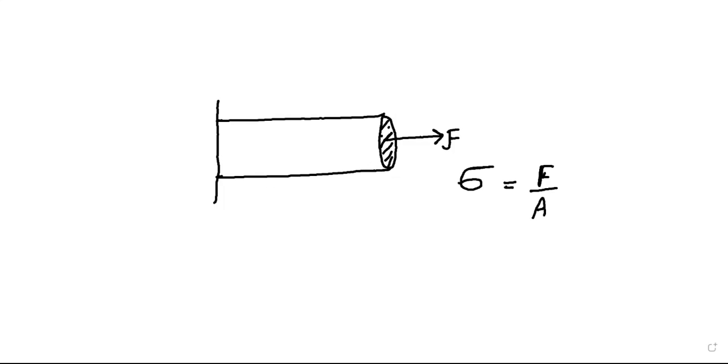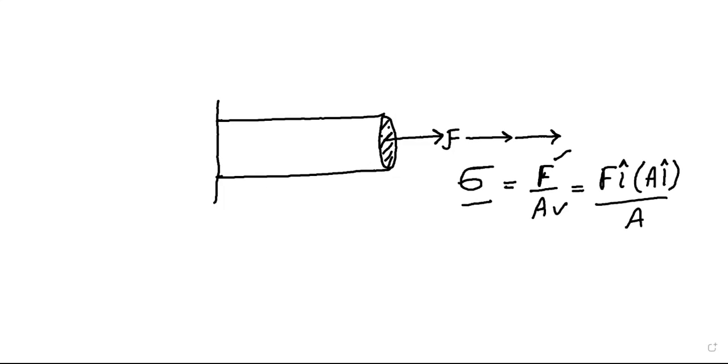In more detail we write this as F i cap acting on an area A i cap, divided by A. This is normal stress, where the force vector and the area vector are along the same direction. Our force vector is along this direction, our area vector is along the same direction. The stress that this force creates is called the normal stress. Since the expression of the stress depends upon two vectors, we call this a tensor.